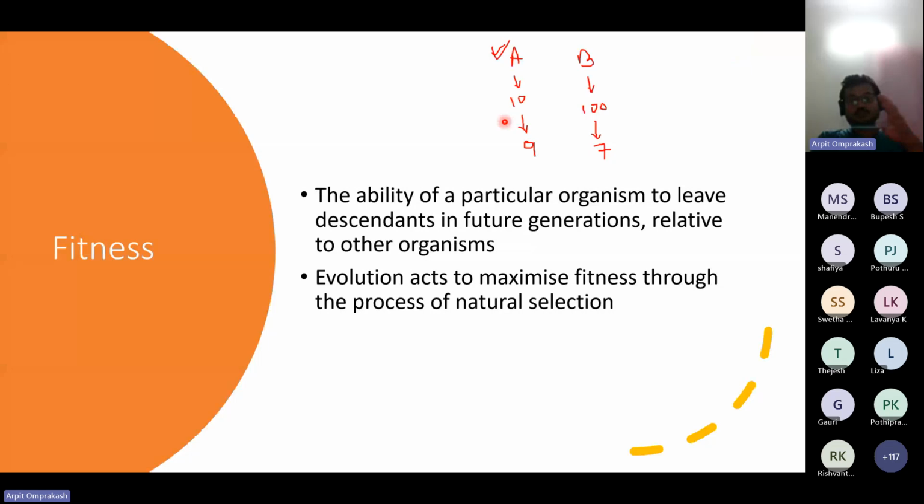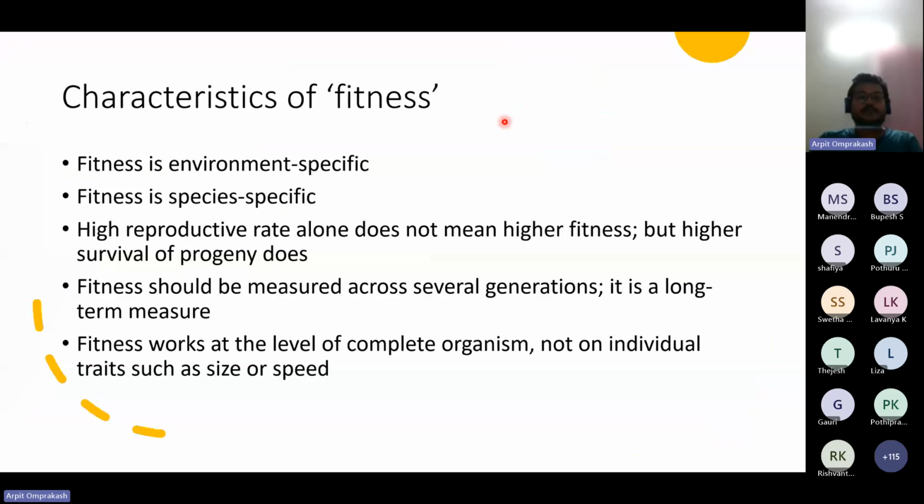Okay. Yeah, but in this case, A has higher fitness because more of its offspring survive in the next generation. Okay. The fourth thing is fitness should be measured across several generations. It is a long-term measure. So we don't have fitness of an organism as such, but across different generations of a given species or population, we have a value of fitness based on how many of the individuals are living and how many are dying.